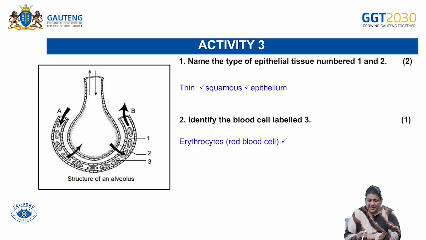Identify blood cell labeled 3. This blood cell, which is a biconcave disc with no nucleus, is called a red blood cell, an erythrocyte. Why is it biconcave? Why doesn't it have a nucleus? Because in place of the nucleus there is space, and in that space there are lots of red pigments called hemoglobin to carry the maximum amount of oxygen.